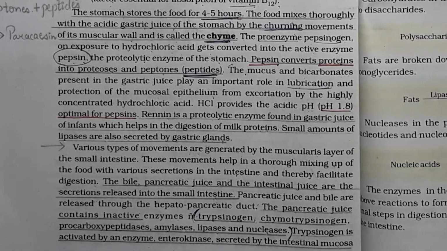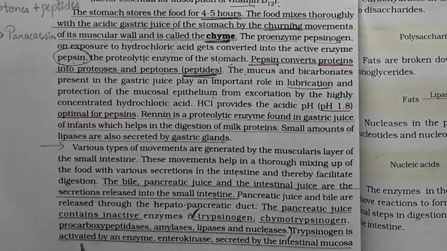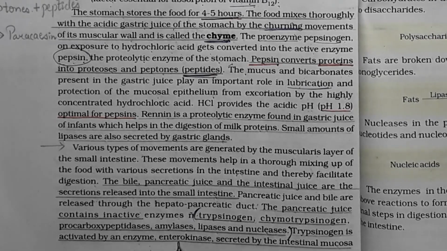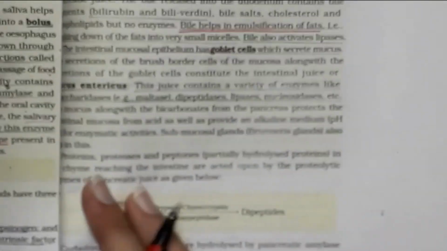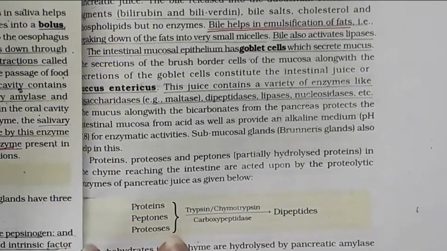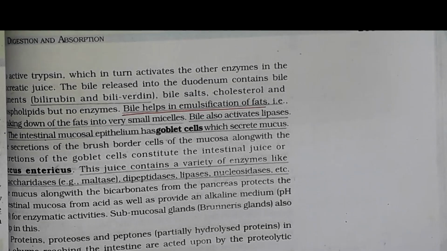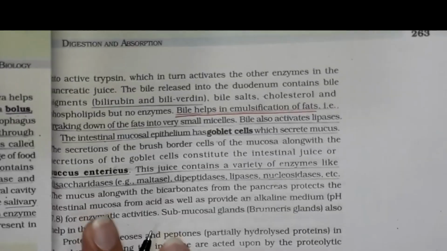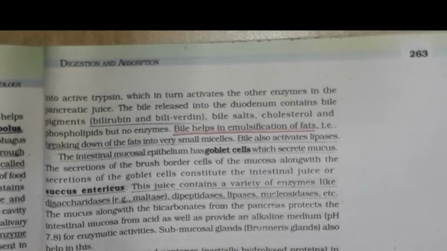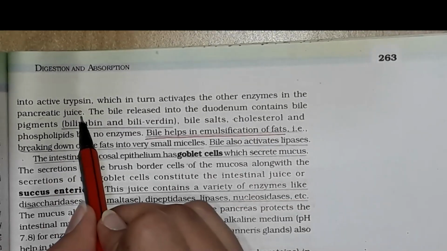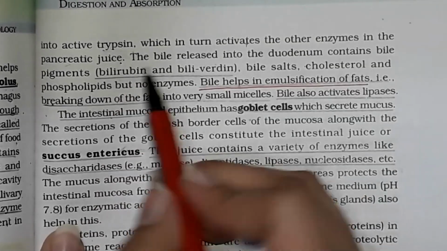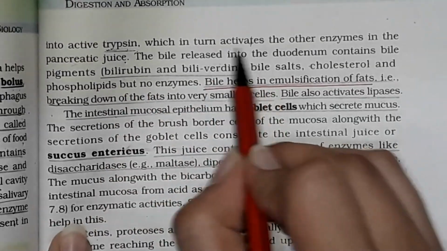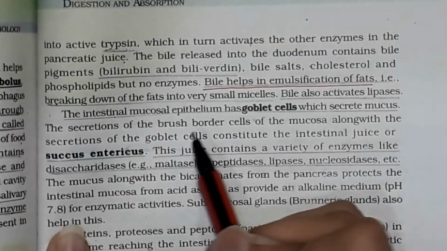First, the trypsinogen is activated by the enzyme enterokinase, secreted by the intestinal mucosa, and that converts it into trypsin. So trypsinogen converts into active trypsin with the help of the enterokinase enzyme, which in turn activates the other enzymes in the pancreatic juice. Now this trypsin further activates the other enzymes in the pancreatic juice.